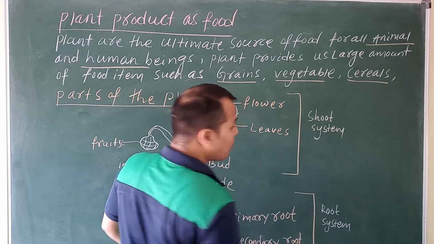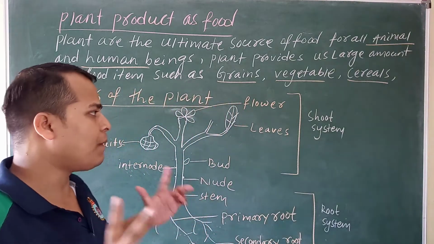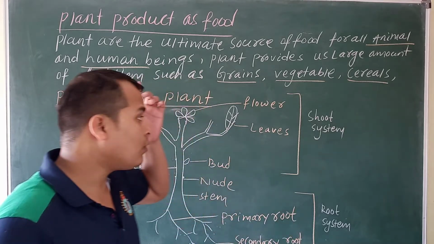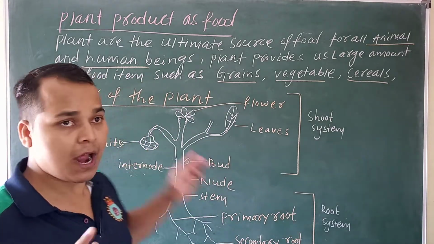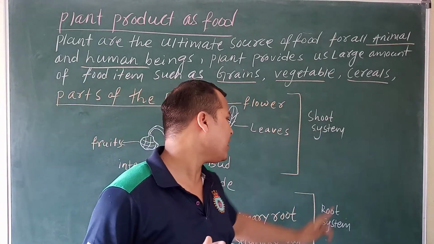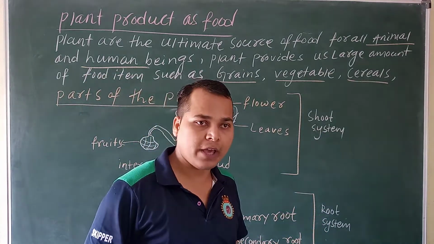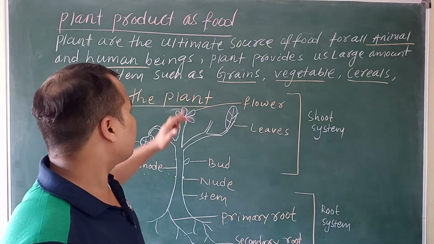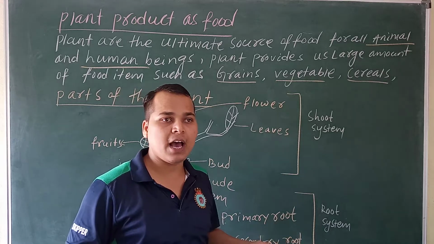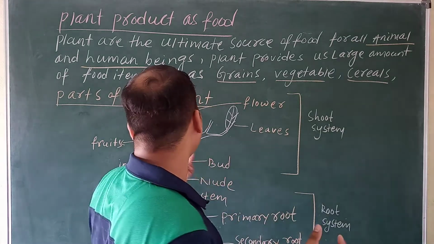So the plant is divided into two parts. One is the shoot system, another is the root system. The parts of the plant are divided into two types. Okay, so just write down. Then I will discuss so many examples of the different parts of the plant.